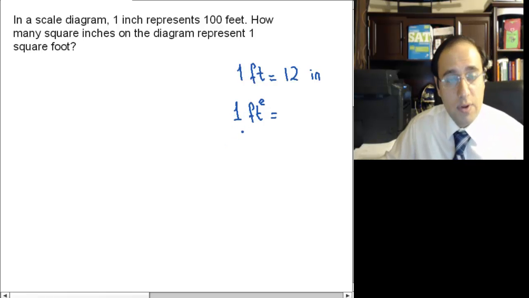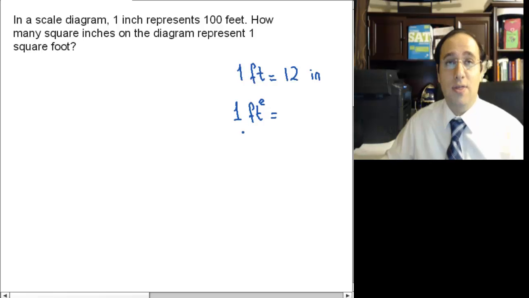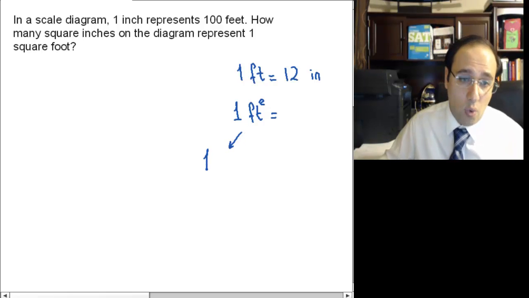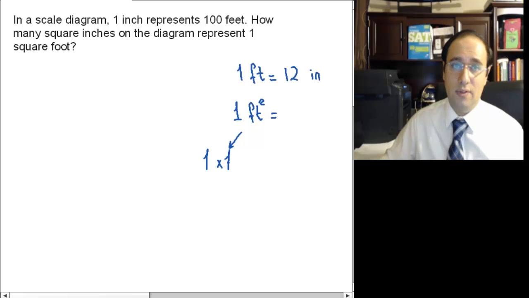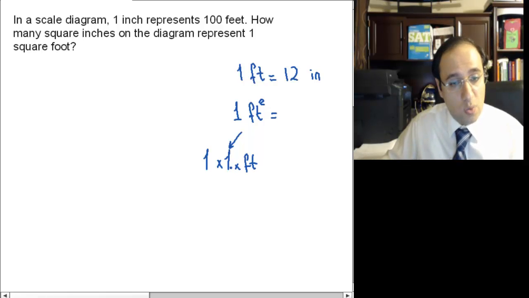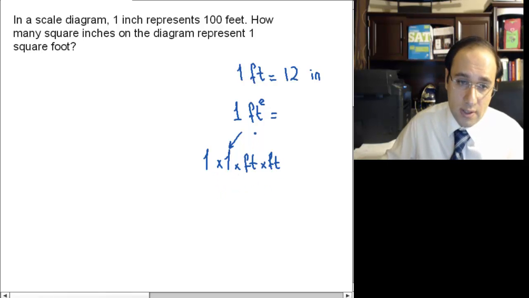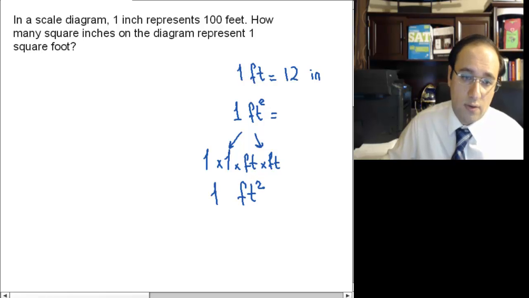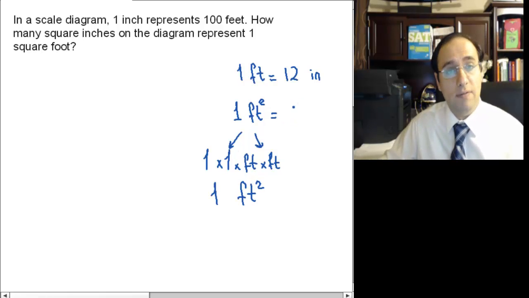Because what 1 foot squared means, if you take the example of the square that I just said, which is an area, it means that you're taking 1 times 1, the value of each of the two sides of the square, times a foot, because one of them is 1 foot, times another foot, as a unit. So the answer will be 1 times 1 is 1, and foot times foot is foot squared.